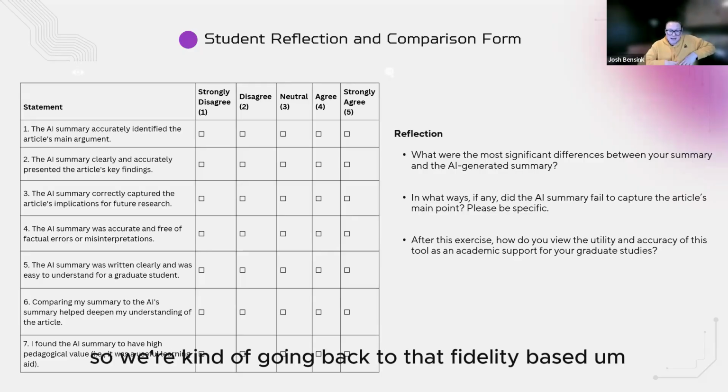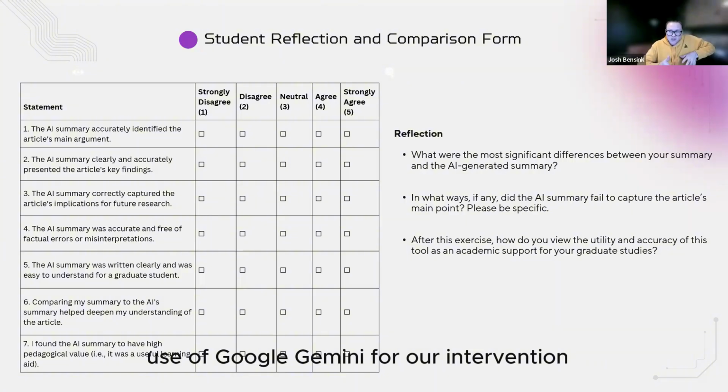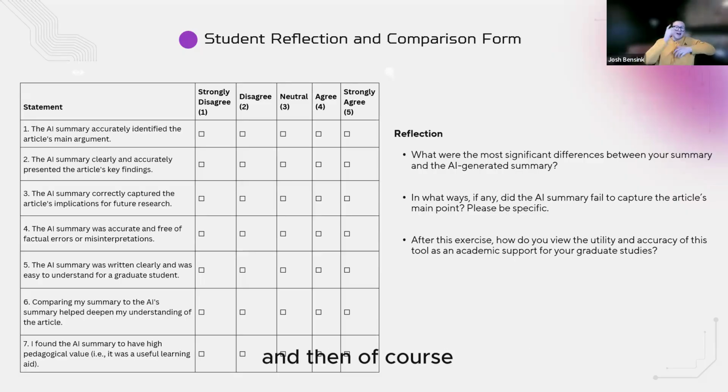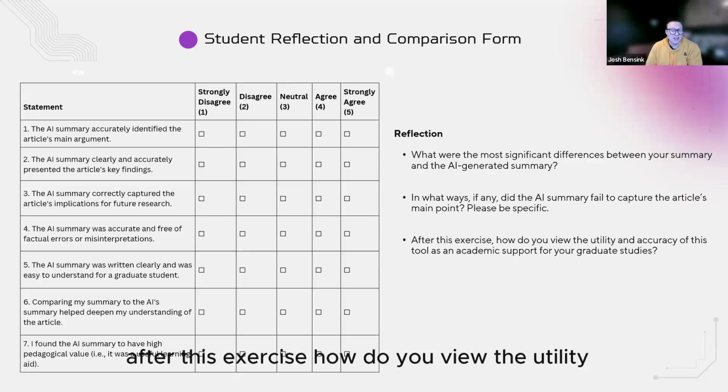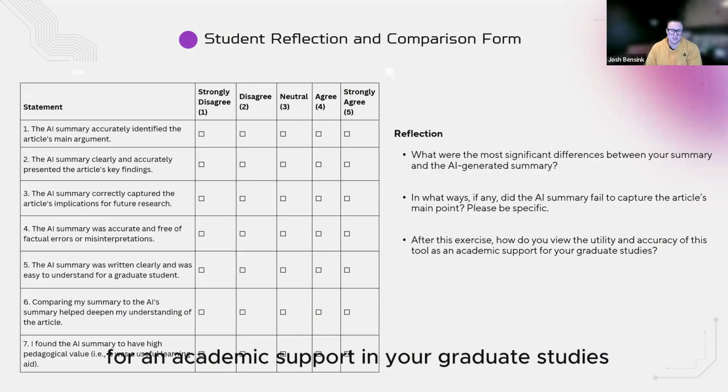So we're kind of going back to that fidelity-based use of Google Gemini for our intervention. So did it actually work? Or if not, be pretty specific about what didn't. And then, of course, after this exercise, how do you view the utility and the accuracy of this tool for academic support in your graduate studies?